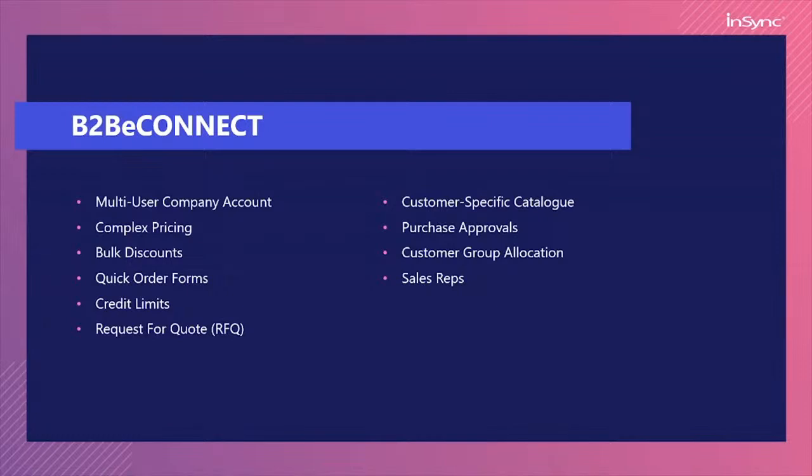So you can use a quick order form to order. Credit limits, use of credit limits in payment. Request for quote, or RFQ, means your customers can submit quotations for your products. Customer specific catalog, you can hide or show different types of products to different customers.